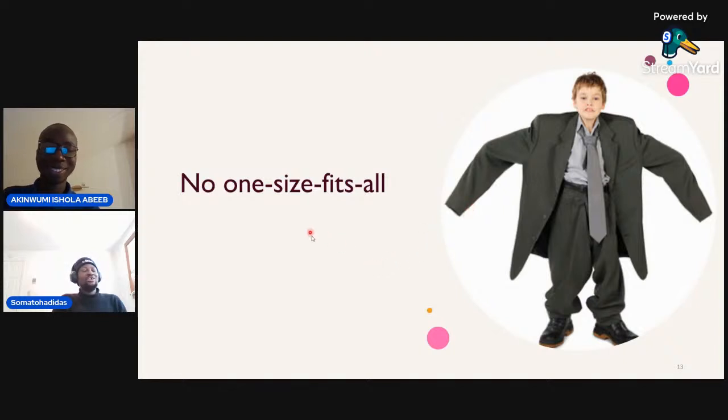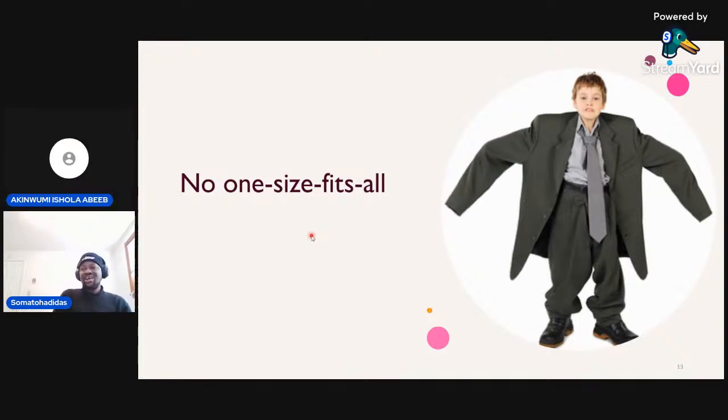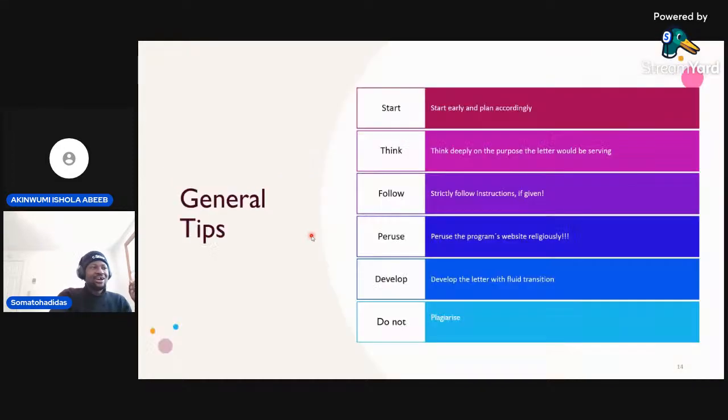So your story is your story. Your experiences are your experiences. You have a peculiar and unique experience that is different from mine, that is different from the guys who displayed their cases and letters. You have to see what you've done and how you could adapt it to the structure of what they have written. So having said that, I will want to give some general tips on writing.